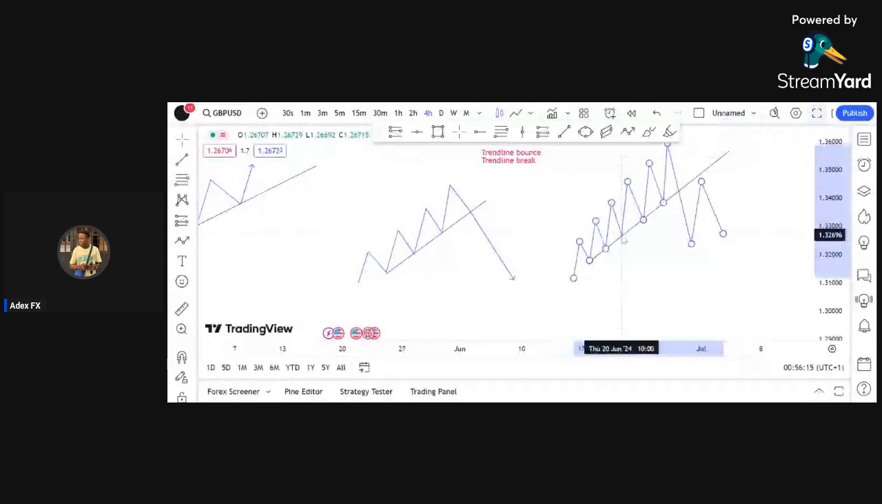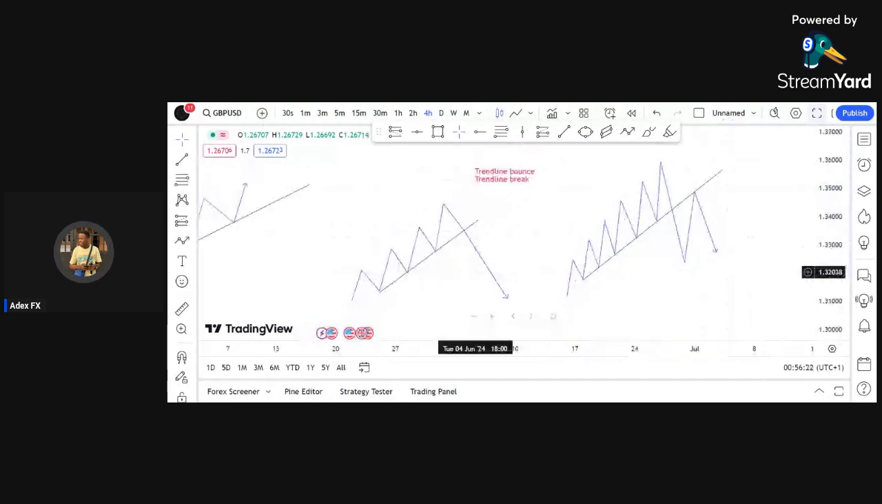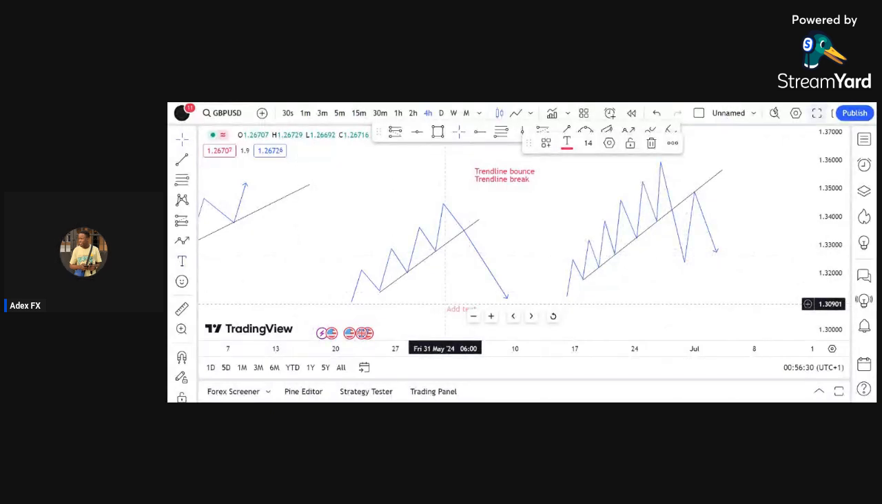So you can see, when we have something like this, this is what we call break and retest. You can see immediate break, break and retest, immediate break, break and retest. So let me just put it out there. Immediate break, immediate break.